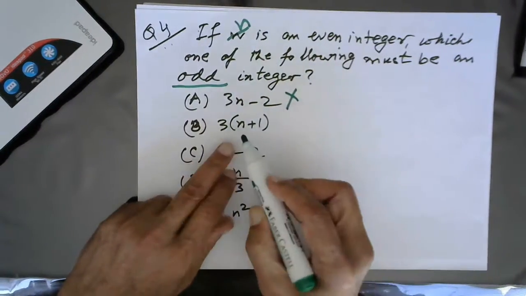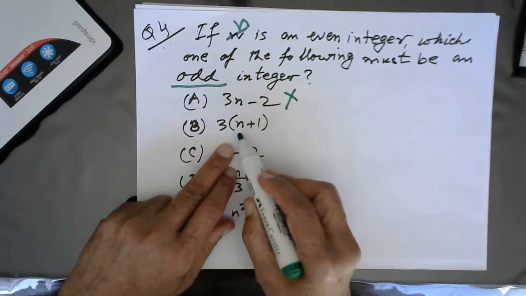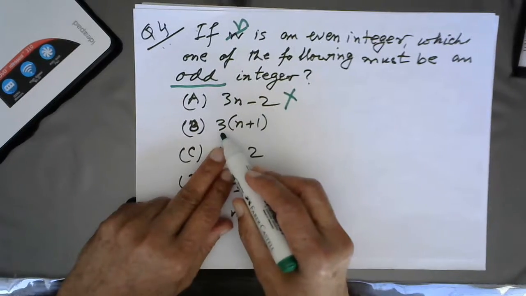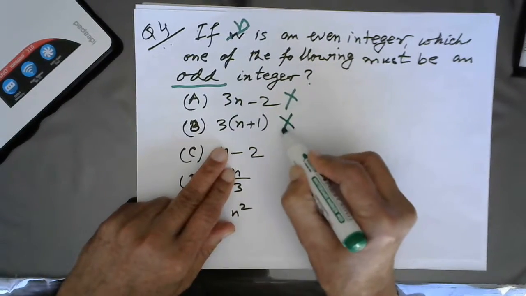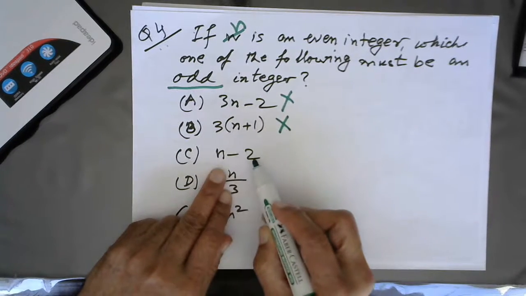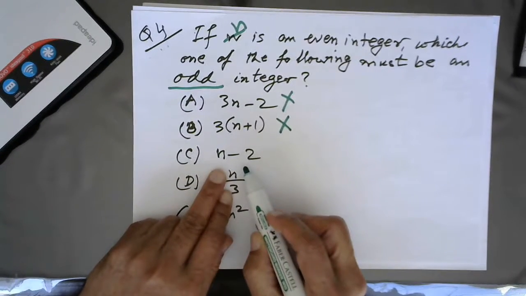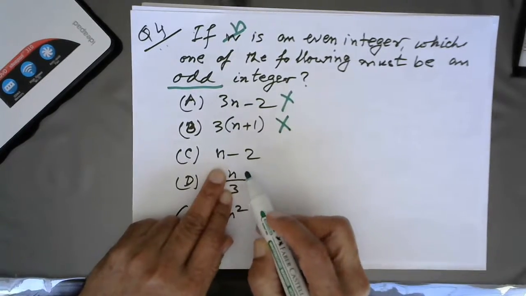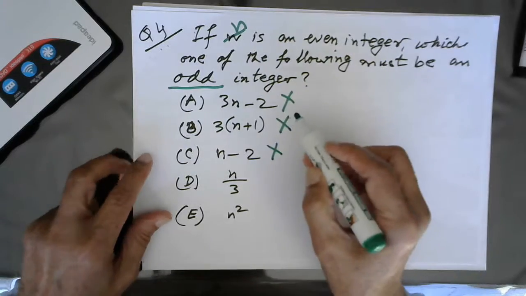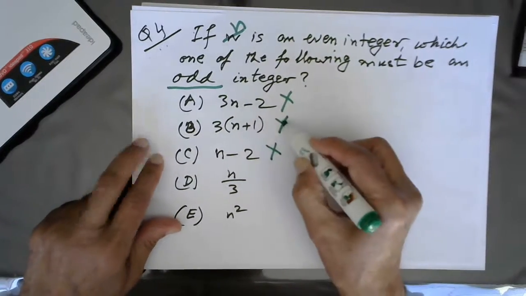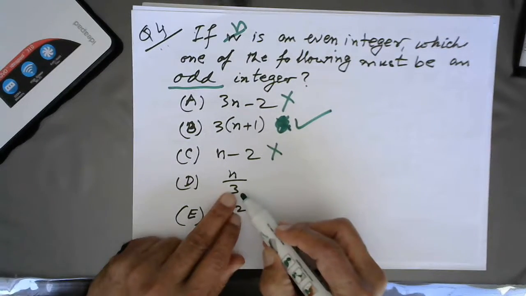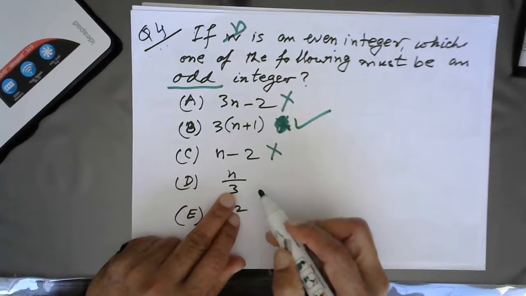Now, if n is even, n plus 1 will become odd, and 3 times an odd number is an odd number, so we reject this. Now look at this. N is even and 2 is even, so even minus even is an even number, so we reject this. Oh, sorry, we were required to find odd integers. So this is even, this is even, this is odd. This is the answer.